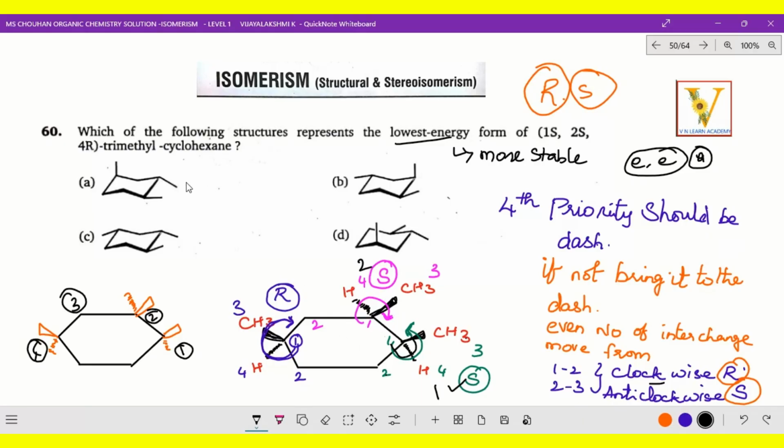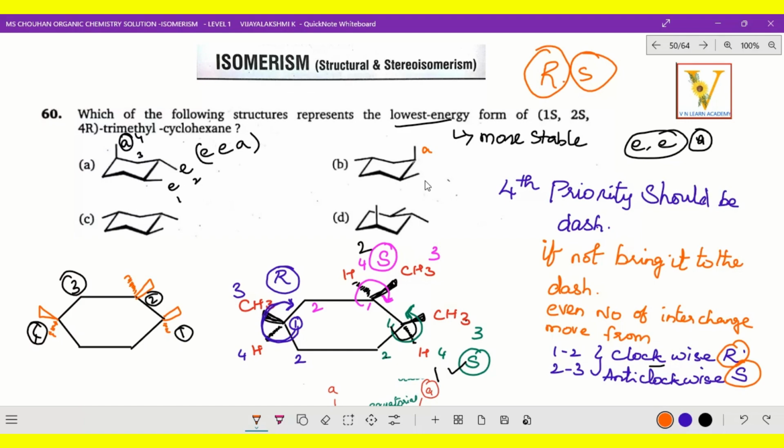Now here, this is equatorial, right? And this is also equatorial, right? And this is axial. So equatorial, equatorial, axial. This is 1, this is 1, 2, 3, 4. So this is 3 and 4, so E and A. Yes, let us check another one. This is equatorial, this is equatorial. I bring that picture also.